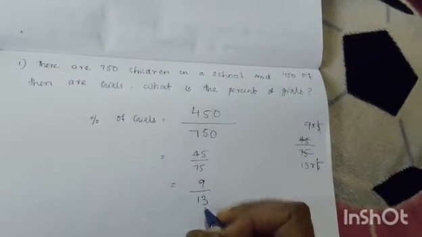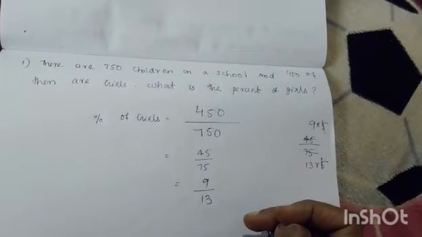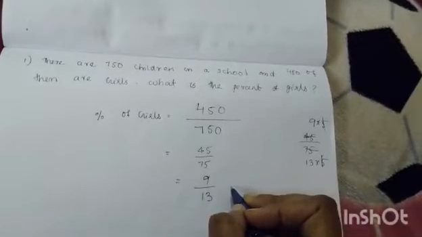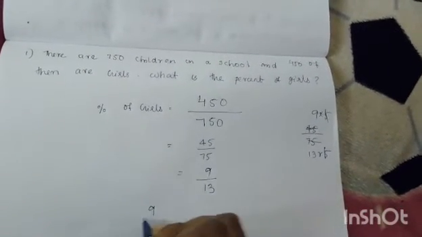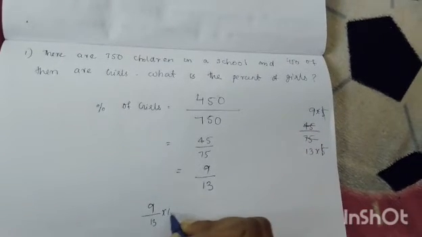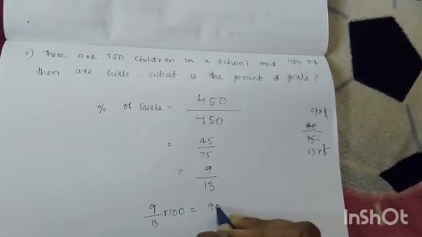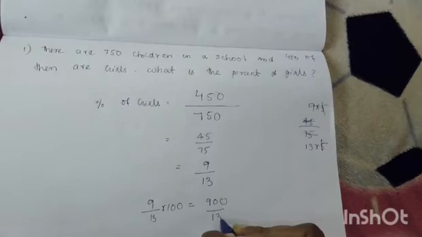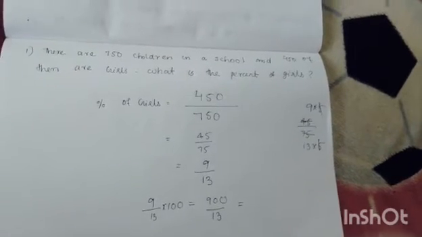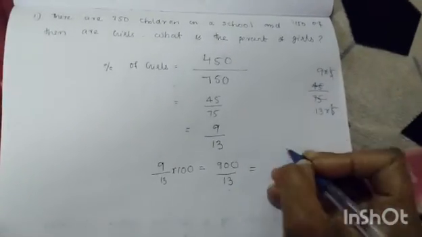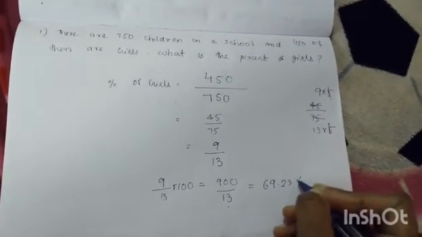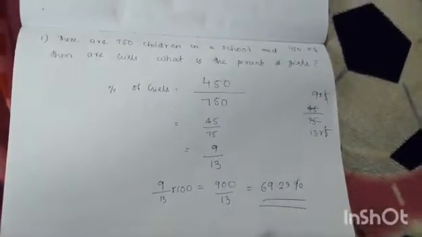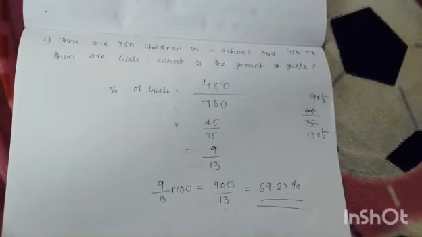Next, we want to convert this fraction into a percentage by multiplying it with 100. That is 900 divided by 13, and we get the result 69.23. This is the percentage of girl students in that school.